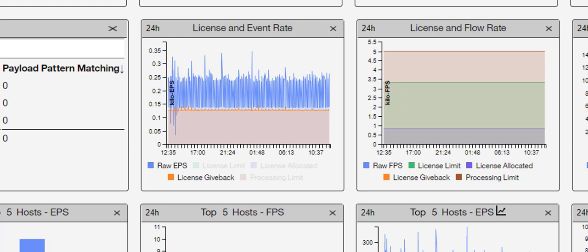I only have one device, so that one's kind of dull to look at, but you can do that same thing where you can drop out the other factors of this graph to give you just the data you're looking for. So if you're looking for a way to tell what's actually hitting the license event per second and what's the give back, or what you're not paying for, this is your best quick and dirty answer for a 24-hour window.